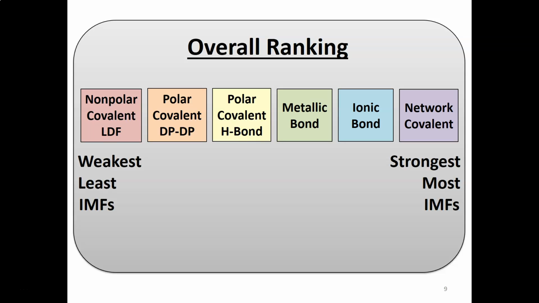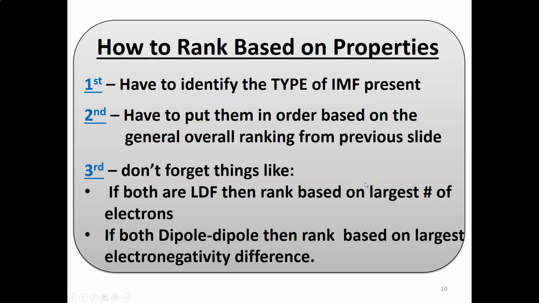So if you want to rank things based on their properties, based on their IMFs, you're going to use this chart. So the steps that you're going to do: you first have to identify the type of IMF you have. You can't just look at a formula and magically know what it's going to be. You have to see what type of IMF it has first, or you're not going to be able to rank anything. Second, you have to put them in order based on your general ranking from that previous slide.